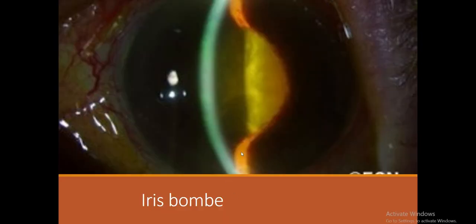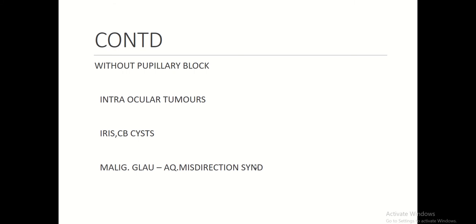So this is an iris bombe, and see the bulging iris. Look at the bulging iris. The iris is almost approximating with the cornea. There are inflammatory precipitates over here, and there is a 360 degree posterior synechia which is not allowing any aqueous to flow from the posterior chamber into the anterior chamber, resulting in a bulging of the iris, and there is an approximation between the iris and the cornea leading to closure of the angle.